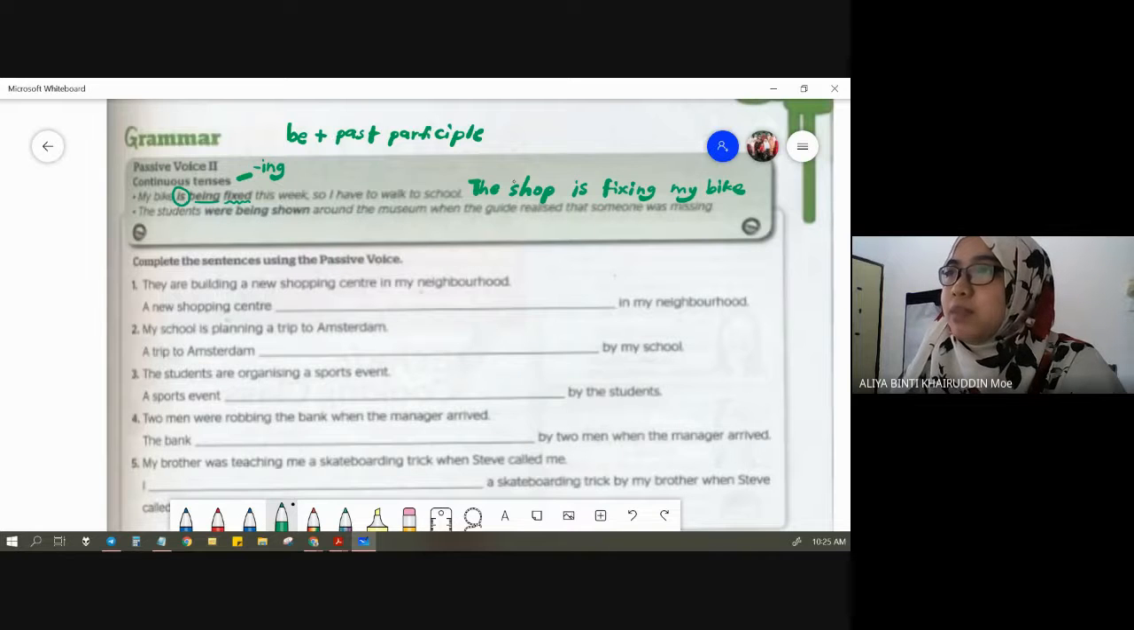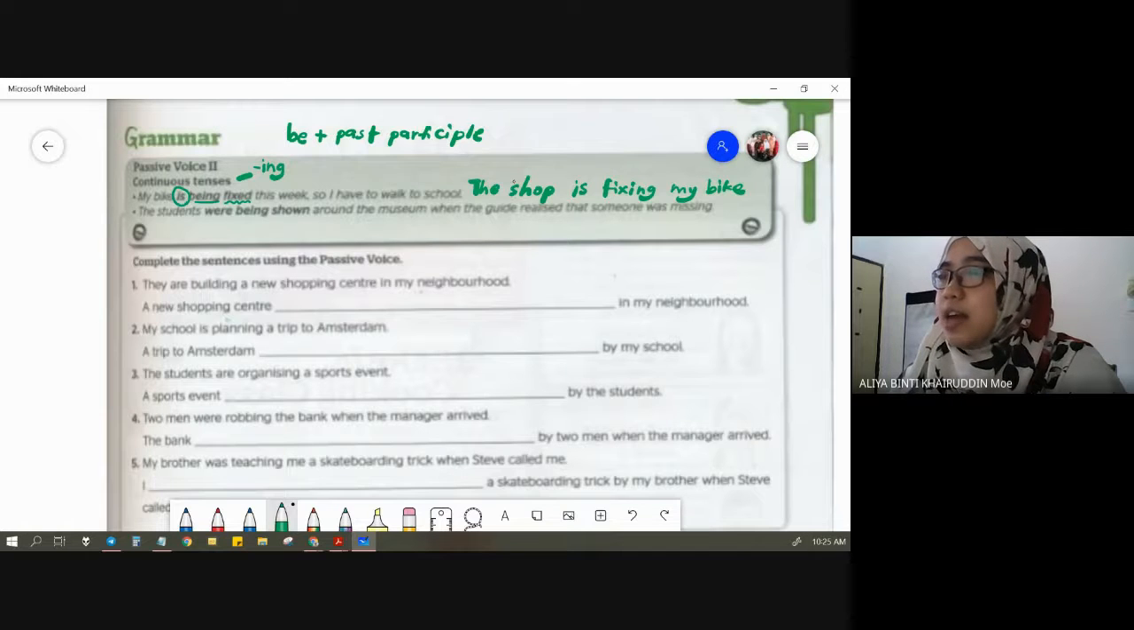Okay, so my bike is being fixed this week. So this is the active form: the shop is fixing my bike. So if we want to change it to passive voice, we put the word be and then put ing on the be, and then fix, we change it to past participle, fixed.